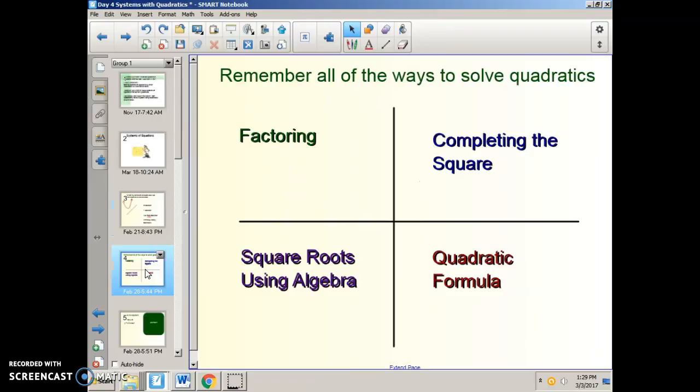All right, quick refresher on our ways that we can solve quadratics. Remember, if I have x squared plus 5x minus 6, I could factor it, I could complete the square, I could square root it possibly after I do complete the square, and I could use quadratic formula. You always want to start with factoring every time because that's the easiest. If you can't do that, then jump to one of the other ones, all right?